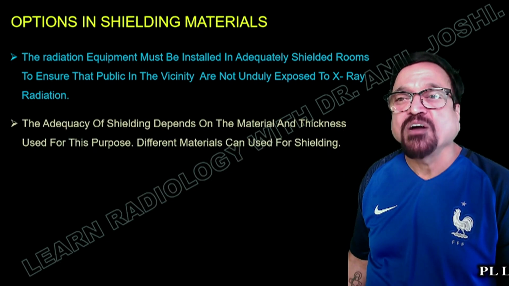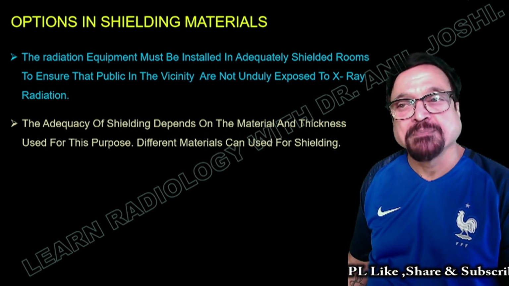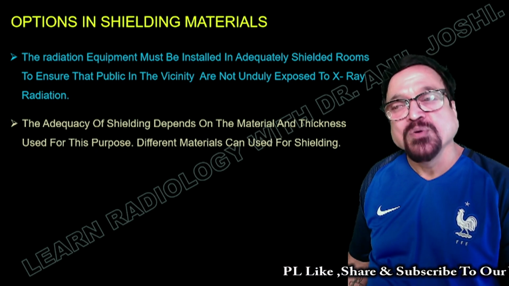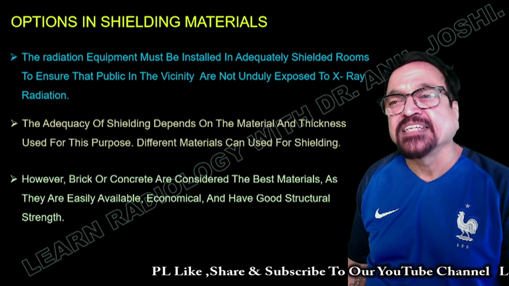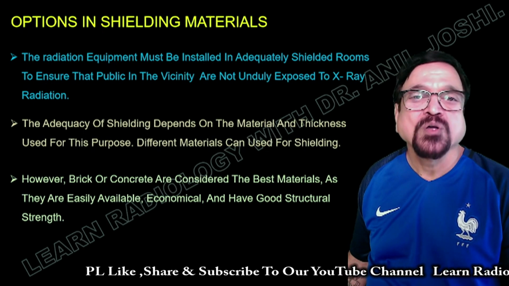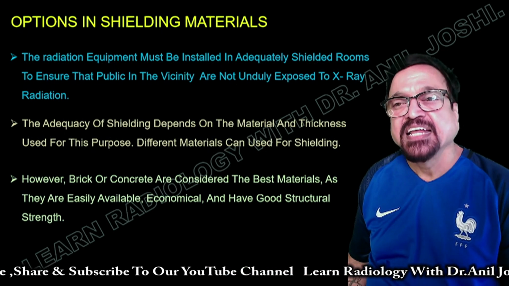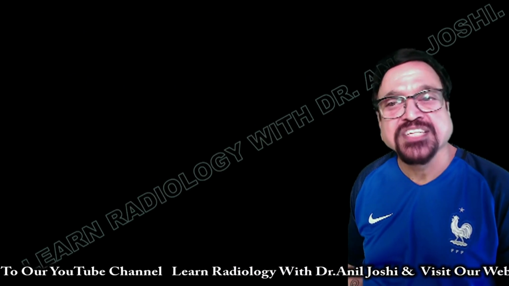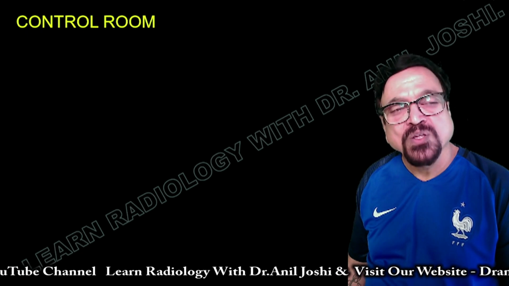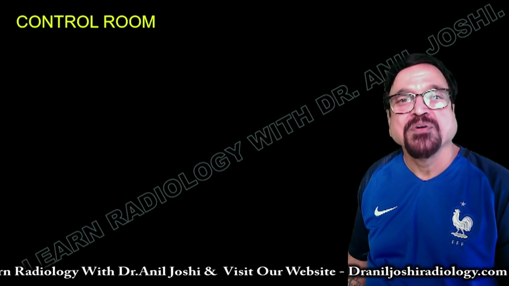The adequacy of shielding depends on the material and thickness used for this purpose. Different material can be used for shielding. However, brick or concrete are considered the best material because almost all the construction today are made in these. It is easy, it's economical and has good structural strength. The thick walls should balance the load of the slab, which is also more.